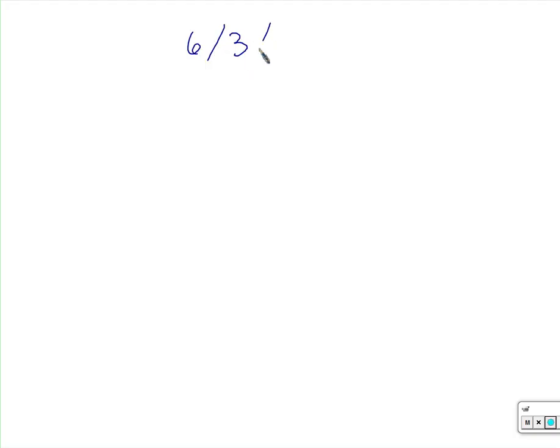6 divided by 3 divided by 3. Okay. Should I divide the 6 and the 3 first and get 2 and then divide by 3 and now I have 2 thirds? Or should I divide the 3's first and get 6 divided by 1, and get 6? Which should I do? You can't tell, really. Right?